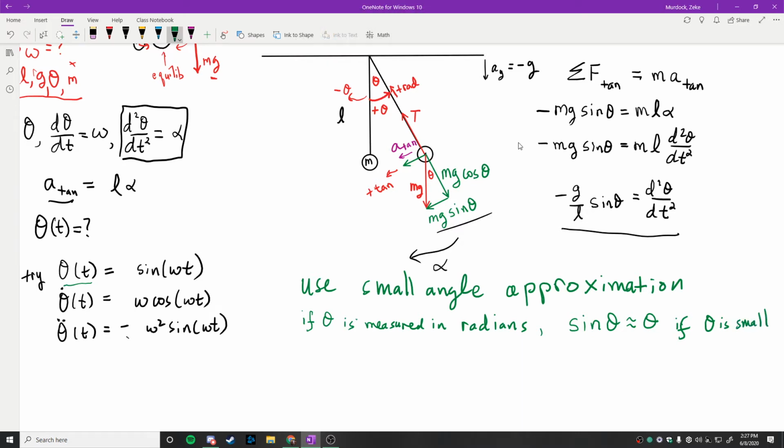Okay, and what's small? It's basically theta less than about pi over 6, which is equal to 30 degrees. So as long as that angle is small, like less than 30 degrees or so, then this is going to be reasonably accurate, okay?